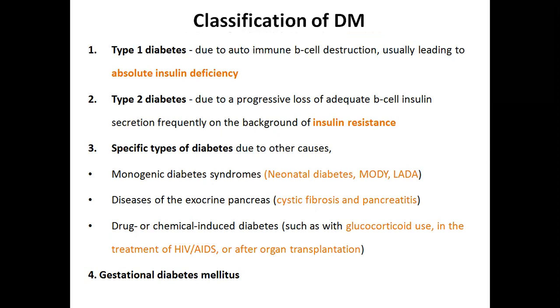And sometimes even drugs and chemicals will result in diabetes. Prolonged use of drugs can also lead to diabetes, like glucocorticoid use or treatment with the drugs used in the treatment of HIV and AIDS. Okay, type 4 is gestational diabetes mellitus.